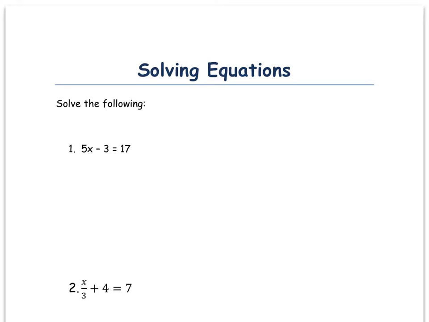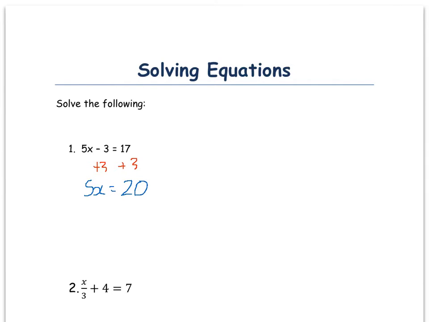So, let's have a look at some questions. Here, we're going to solve the following: 5x minus 3 is equal to 17. Firstly, we want to get 5x on its own, so we're going to add 3 to both sides, because that's the opposite to subtracting 3. So now, the next line, we've got 5x is equal to minus 3 add 3, which is nothing, and we've got 17 add 3, which is 20.